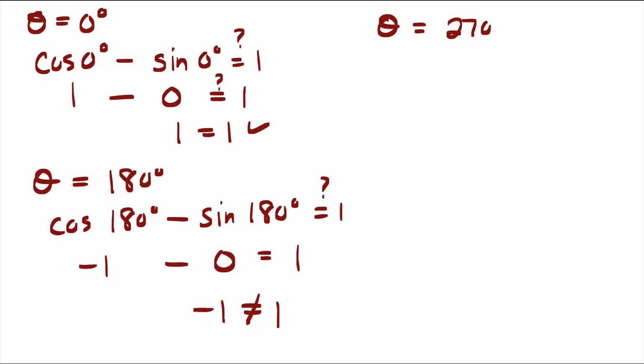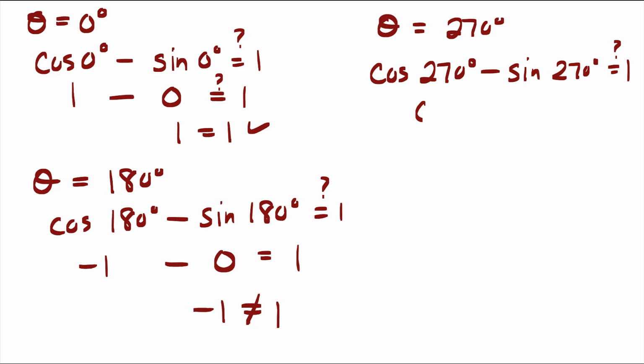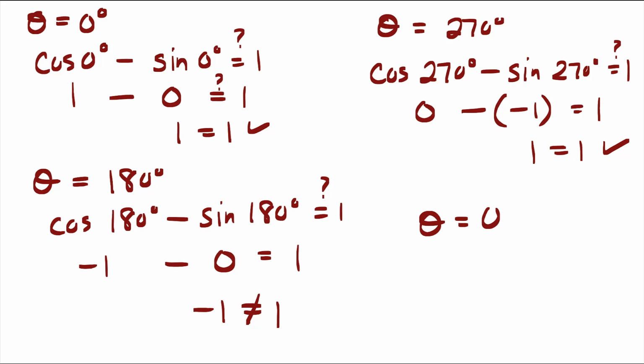And last one, 270. Checking this one here: cosine of 270 minus sine of 270. Question is, does that give us a 1? Cosine of 270 is 0, minus sine of 270, which is -1. And actually that checks out. That is a true statement. I got 2 check marks on my hands here. So out of the 3 possible solutions that we got, one of them was extraneous and the other 2 were true. So 0 degrees and 270 degrees.